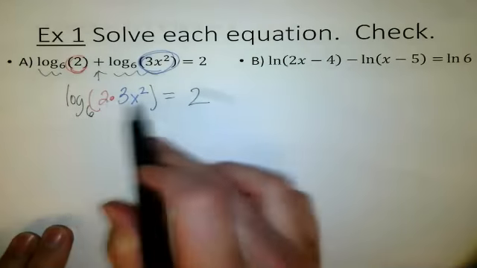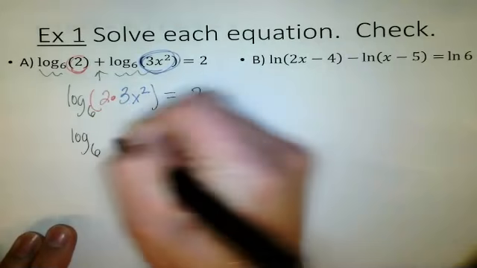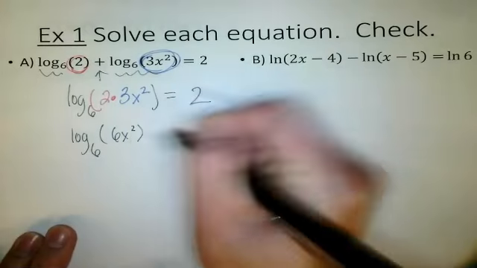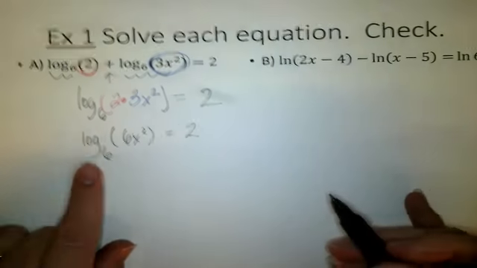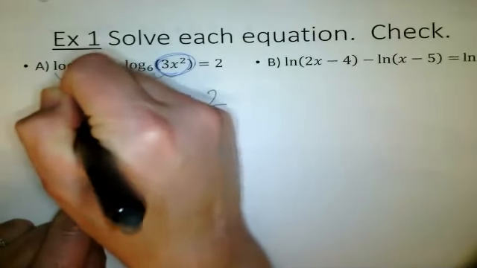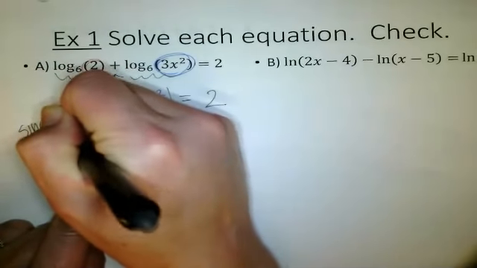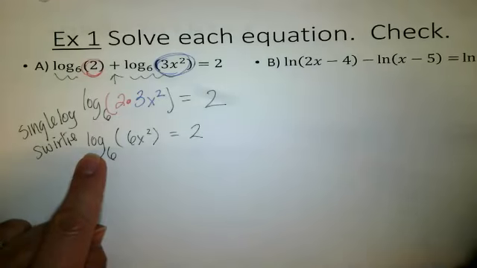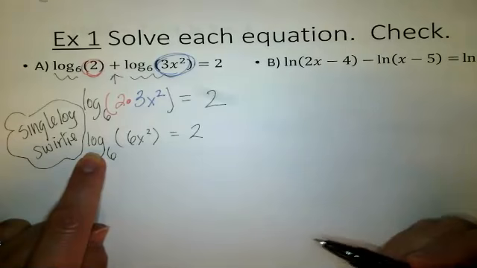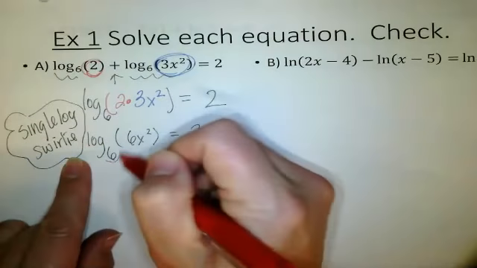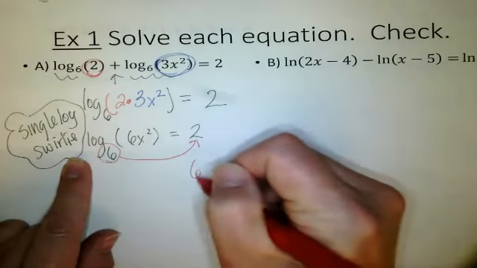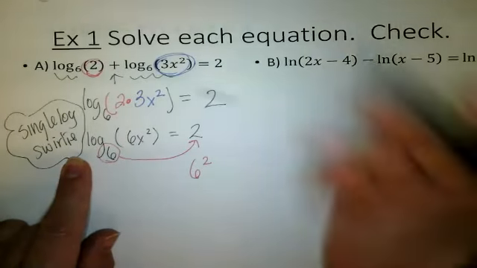And I'm going to clean this up a little bit. We've got log base 6. What is 2 times 3x squared? 6x squared. Very good. Is equal to 2. Now, this is a single log. There's only one of them. Single log swirly. I love alliteration. It makes things memorable. How do you drop a log? Give it a swirly. So we start with the base, we circle around and pick up our power. That's going to be 6 squared. And that's supposed to equal what?